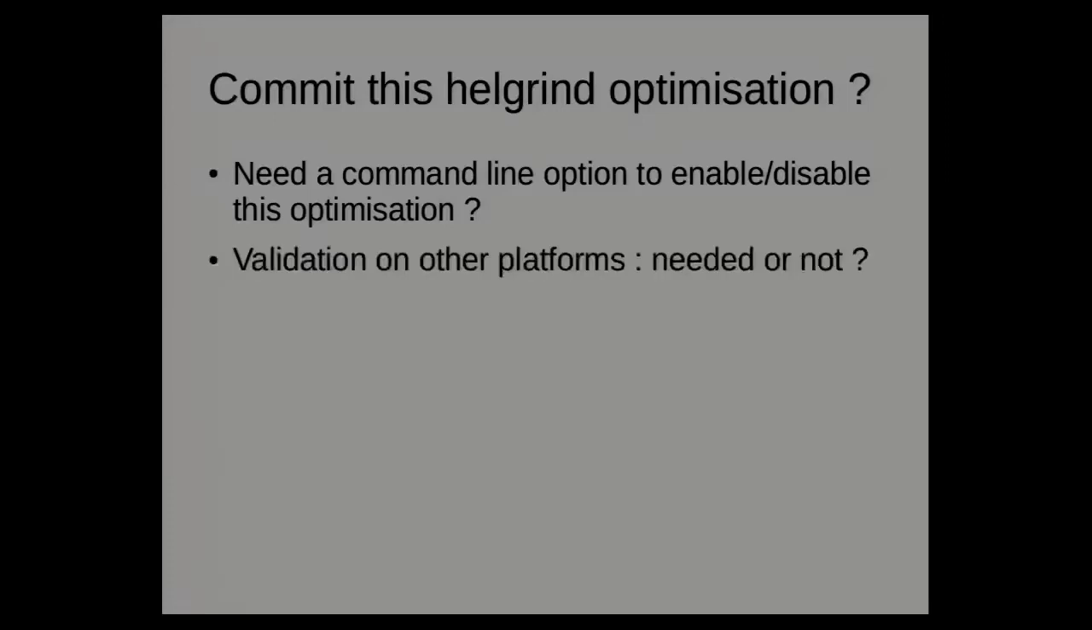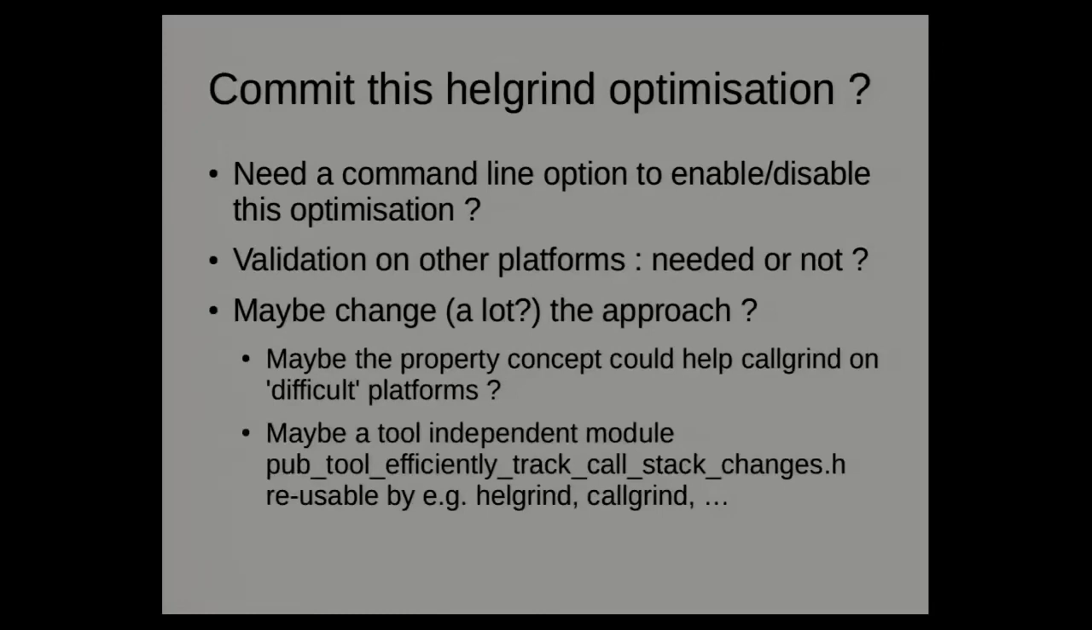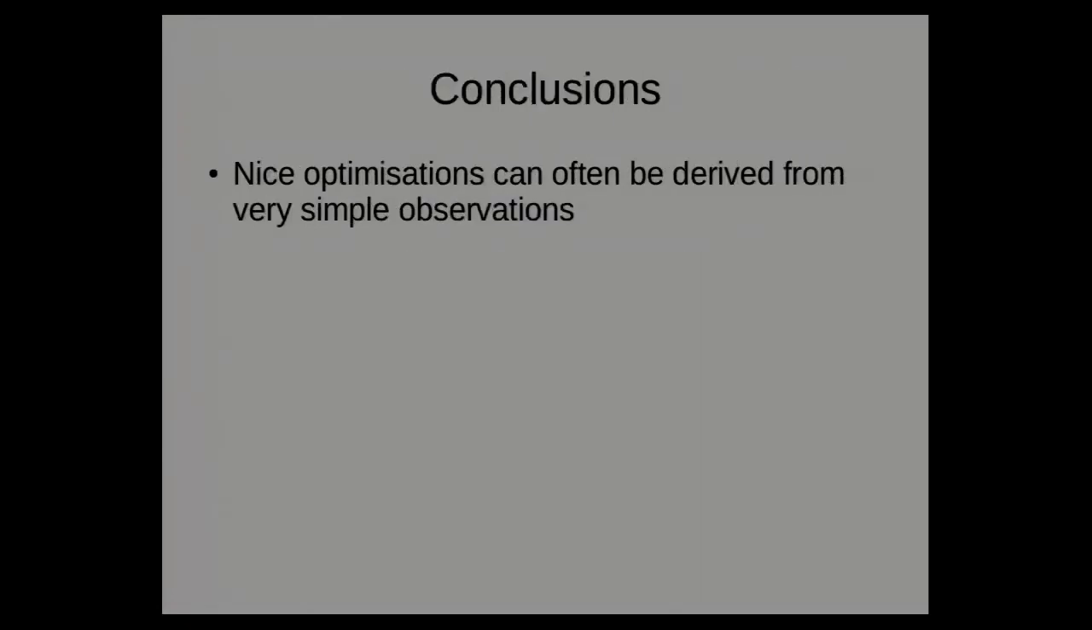Need to see if before commit we should not validate on other platforms, and maybe we have to change a lot the approach, because maybe the property concept that I have added could be useful to help Valgrind on difficult platforms. Again, I don't know everything in this area, but I understood that on PowerPC and ARM, Valgrind has some difficulties. And maybe using this kind of property might help Valgrind, and then we should do something more general. So maybe we need a tool-independent module, something like "efficiently track call stack changes.h", maybe another name, usable by Valgrind, Massif, and so on, rather than this rather specialized Valgrind optimization.